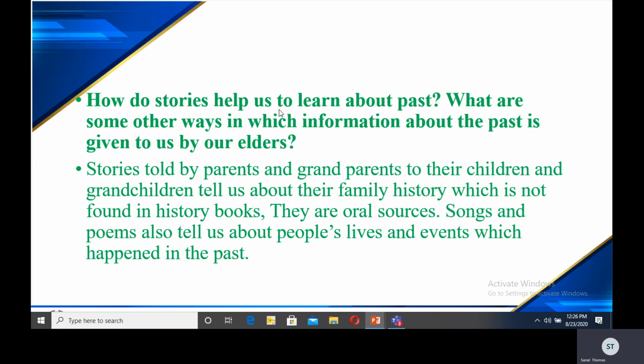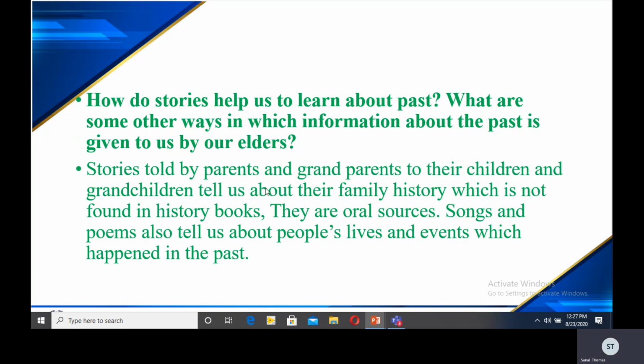Now, how do the stories help us to learn about the past? And what are some other ways in which information about the past is given to us by our elders? So this is another way of getting information, which can be considered as a source of history. What is that? Stories, songs, and poems.